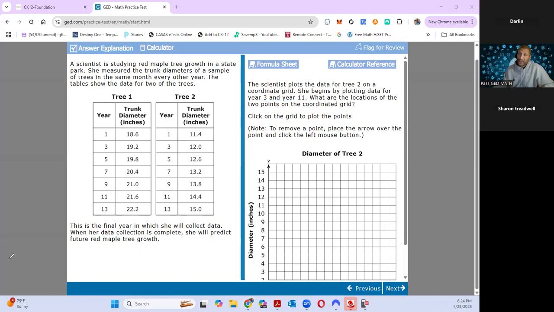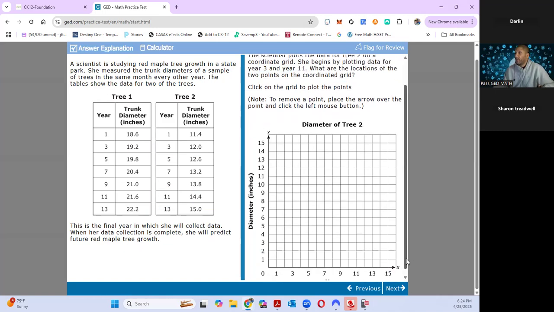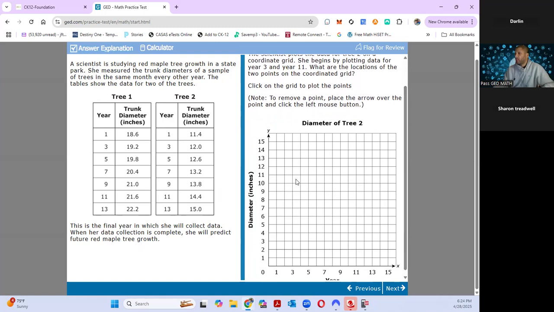And this is a science question too. So we want year three, which is 12. So we go 3 and 12. So 3 is the X, 12 is the Y right there. And then year 11 is 11 and 14.4. So 11 and 14.4 is about in the middle. You don't have to be exact.